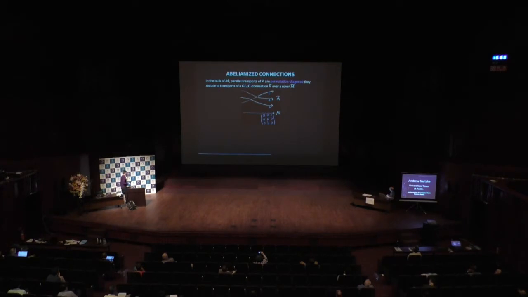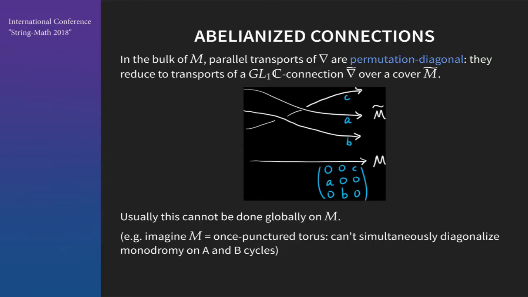So what does that mean? It means we try to find a gauge in which the parallel transports are, well, the very best thing would be to have them be diagonal. You pretty quickly see that that's hopeless. If you have a random connection, it's hopeless to make it diagonal everywhere. The next thing you might try is to make it not diagonal, but permutation diagonal. And this is what you actually can do over, in some sense, most of a manifold. So in the bulk of our manifold, we're going to write the parallel transports as permutation diagonal matrices.